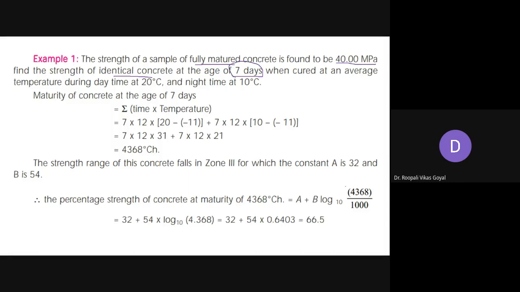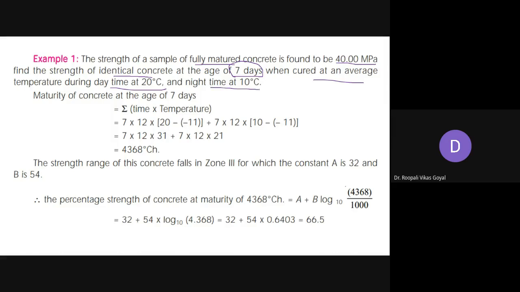So if you want to find out the strength of that identical concrete at the age of 7 days when cured at an average temperature. Now here you can see there are two different temperatures. During night time the temperature is different, during daytime the temperature is different. So when cured at an average temperature, during daytime 20 degrees centigrade and night time 10 degrees centigrade.